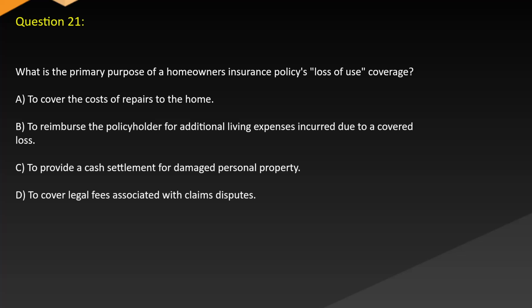Question 21. What is the primary purpose of a homeowner's insurance policy's loss of use coverage? A. To cover the cost of repairs to the home. B. To reimburse the policyholder for additional living expenses incurred due to a covered loss. C. To provide a cash settlement for damaged personal property. D. To cover legal fees associated with claims disputes.